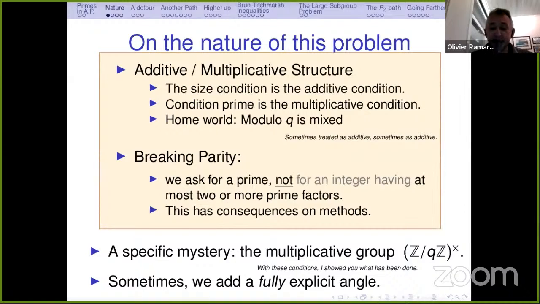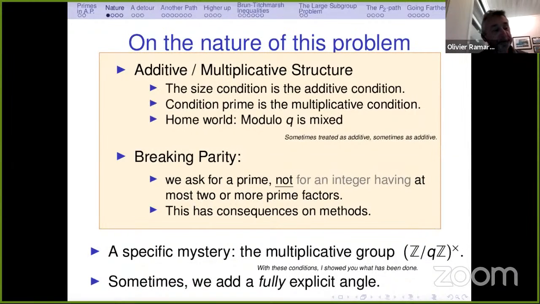Okay, so let me tell you a bit about the nature of this problem, especially for people from outside our world. It's a typical additive multiplicative structure problem. I mean, we mix those two structures. The first multiplicative structure you can see, it's you ask someone to be a prime. That's easy. The additive structure is more difficult to see here. It's in the size condition. When you ask that the prime be less than x, you're looking at the order for the addition. So that's where the additive structure enters in this problem. It's very important to note that.